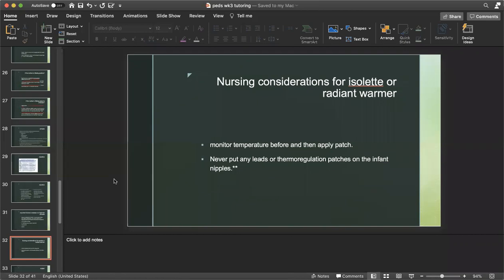So, some nursing considerations for an isolette or radiant warmer. This was a question on our test, so that's why I put it in here, because it was on our first exam. You want to monitor the temperature before and then apply the patch, and never put any leads or patches on the infant's nipples because it could rip them off. That was a big thing she emphasized for us. So just remember, if you're putting any leads or warming patches on a baby, don't put them on their nipples.